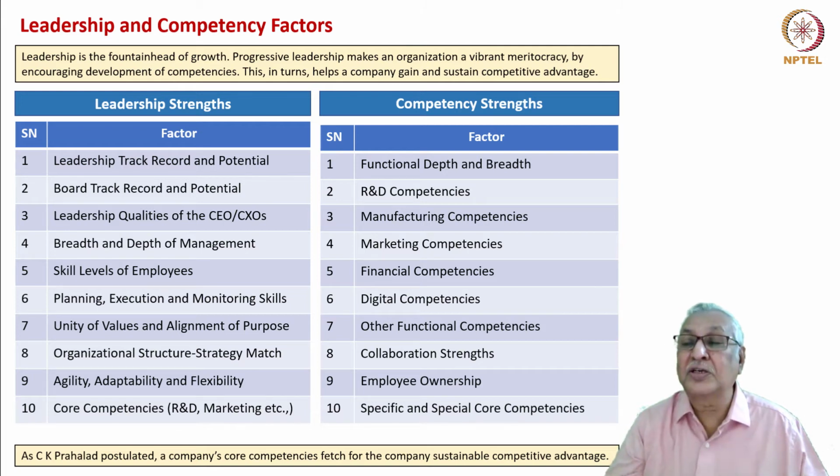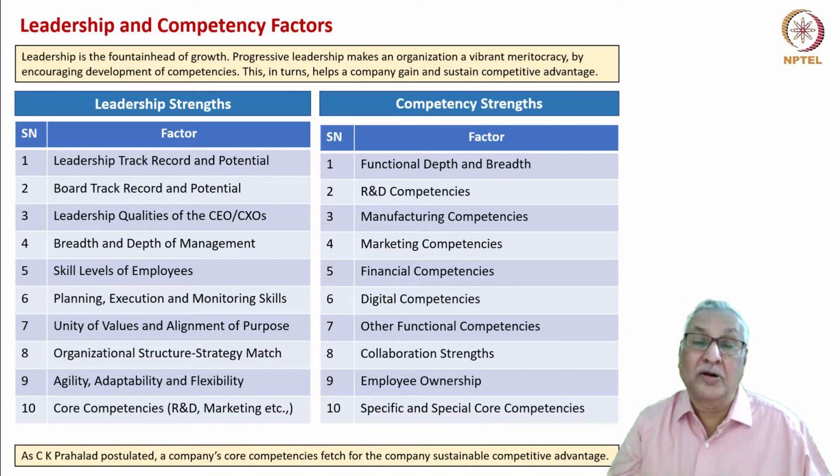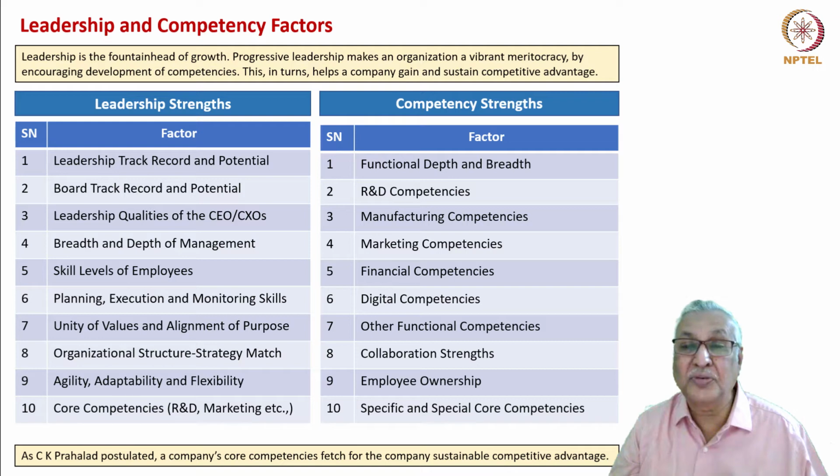These factors are the functional depth and breadth. That is, you must understand completely about your function, your business domain, and the relationship between the functionality and the business domain. Then the R&D competencies, the manufacturing competencies, the marketing competencies, the financial competencies, the digital competencies, and various other functional competencies. An organization's competency set must include collaboration strengths. An ability to collaborate internally and externally is very much important for a company to be successful on a standalone basis as also in relation with the external environment.